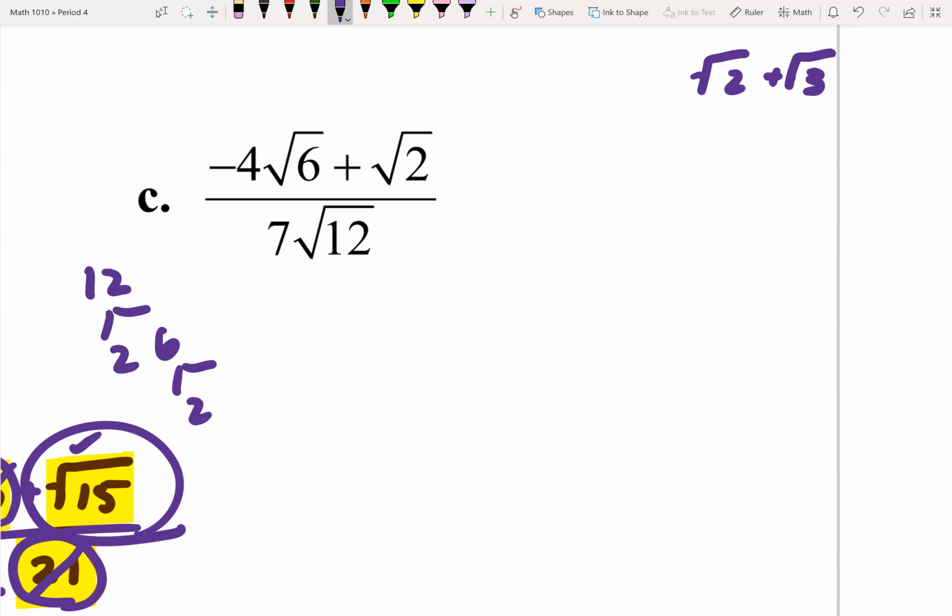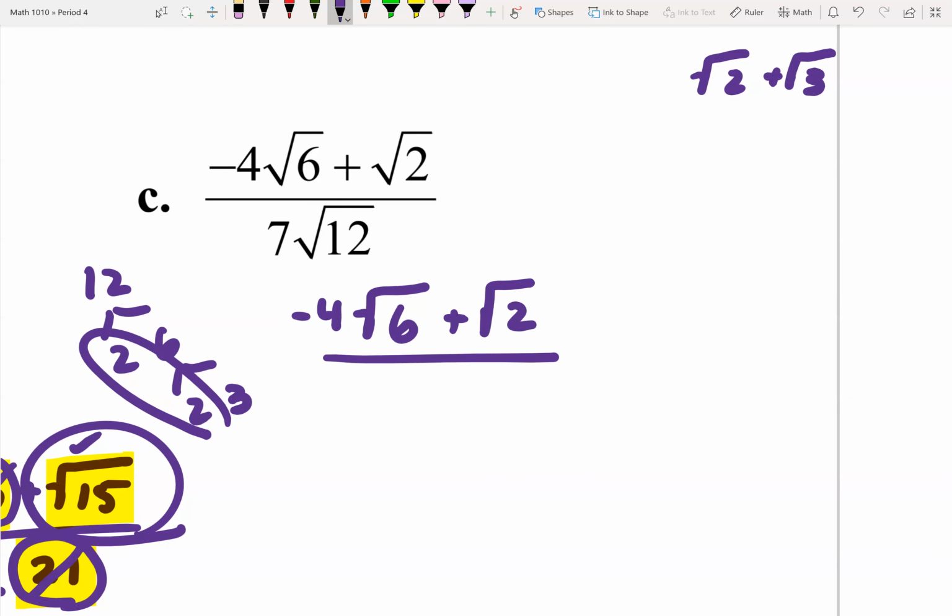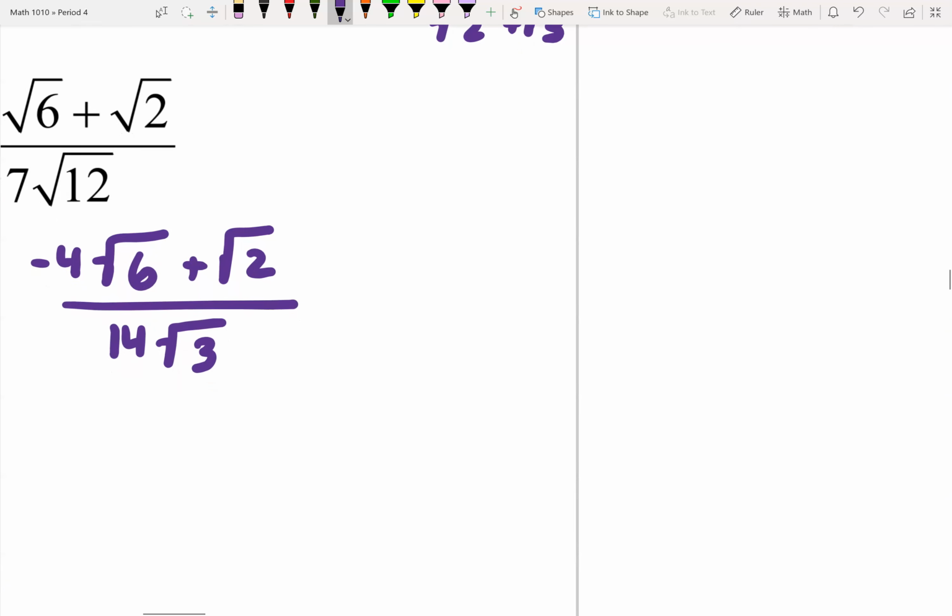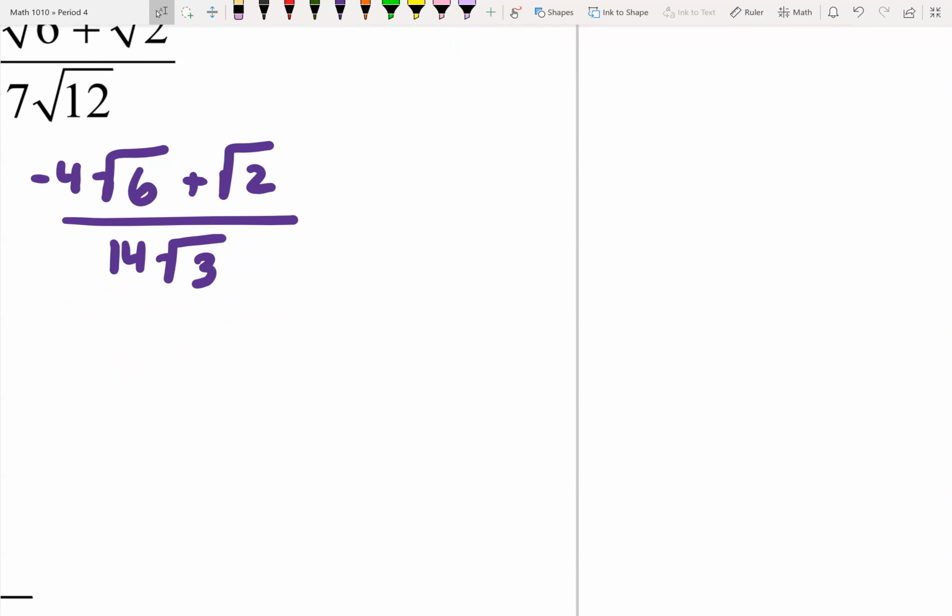So 12 is 2 times 6, and 6 is 2 times 3. These two 2's come out as a single 2. So it's -4 square root of 6 plus the square root of 2 over 14 square root of 3. Okay, so now I'm going to multiply top and bottom by, everybody tell me, square root of 3, right? Same at the top, same with the bottom. Put parentheses around the top and distribute.